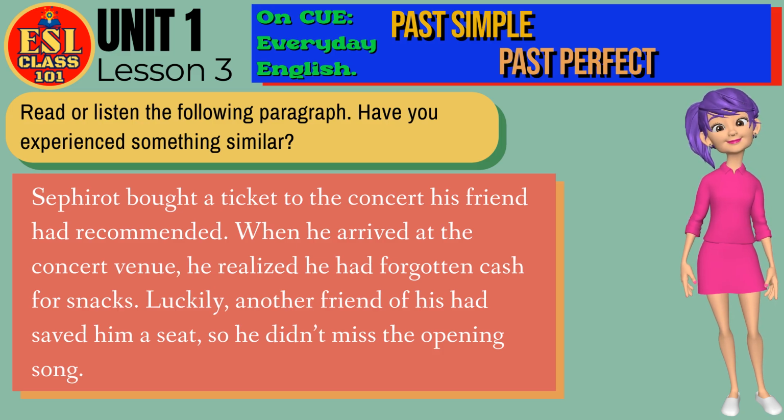Sephiroth bought a ticket to the concert that his friend had recommended. When he arrived at the concert venue, he realized he had forgotten cash for snacks. Luckily, another friend of his had saved him a seat, so he didn't miss the opening song.